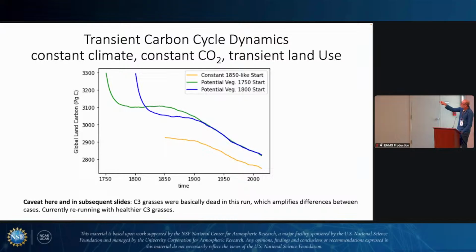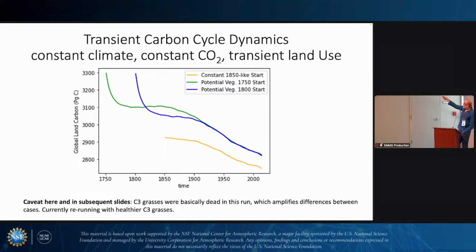Okay, so what is this? This is the full global land carbon budget in three cases. One with this constant 1850 start, and then these other two starting from no land use in 1750 or 1800 and going forward. And so you see in these ones where we do this initial deforestation event that you get this big pulse of carbon that's basically in product pools because you've just deforested a large fraction of the world, and then things need to re-equilibrate.